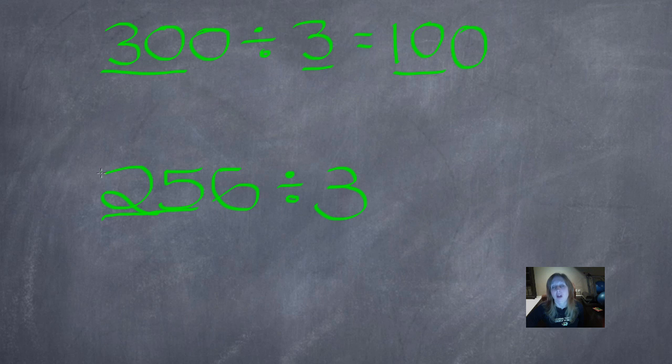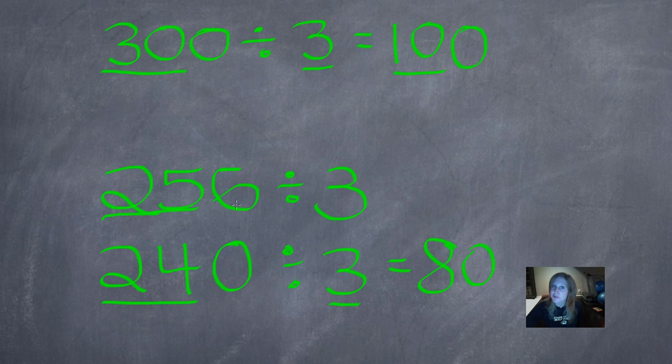But now we can also use compatible numbers. What's the closest number to 25 that's divisible by 3? Well, 24 is really close to 25, and 3 times 8 is 24. We're going to turn this 6 into a 0. So 24 divided by 3 is 8, and we'll add our 0 onto the end.